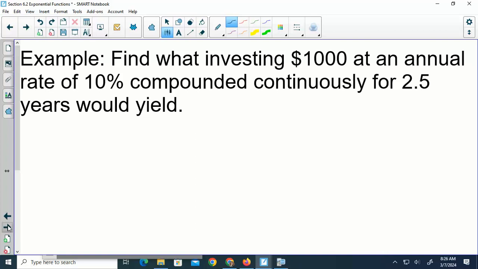So I want to find what investing $10,000 at an annual rate of 10%, compounded continuously, for 2.5 years would yield. When you see the word continuously, what does that mean? It's constant, so that means we are using the second formula. So anytime you see continuously, it's this formula.